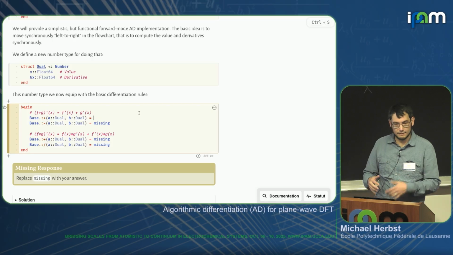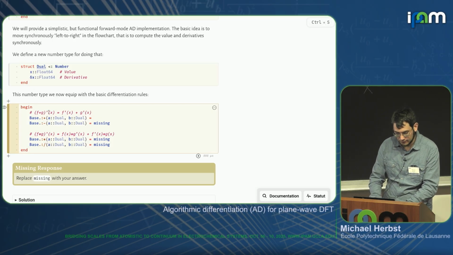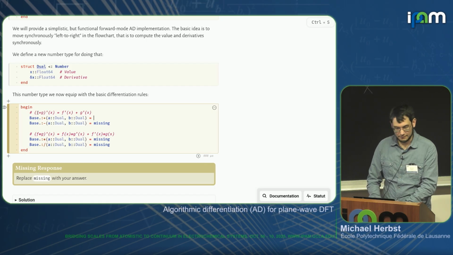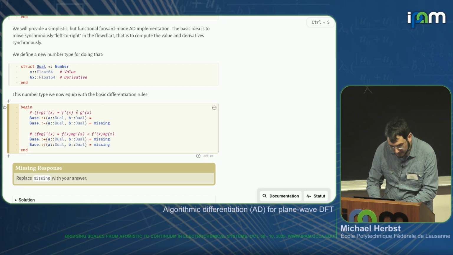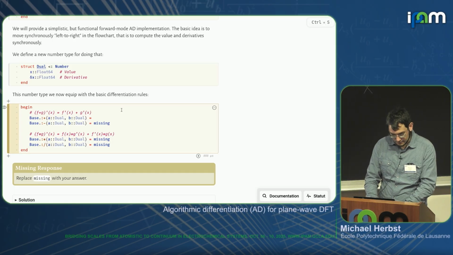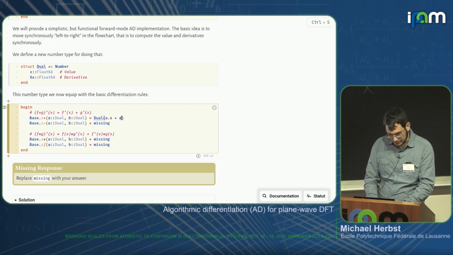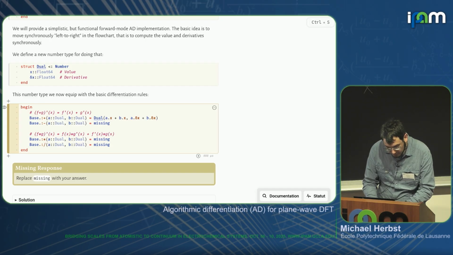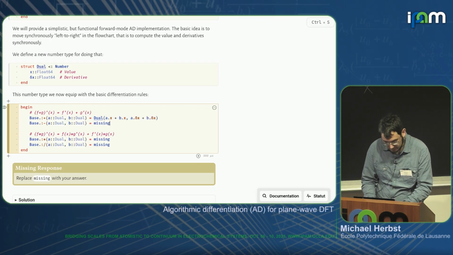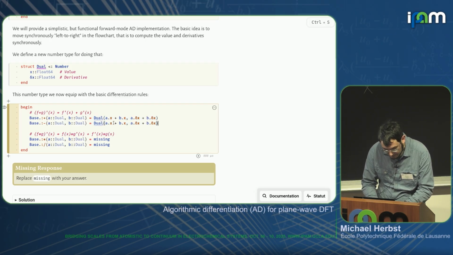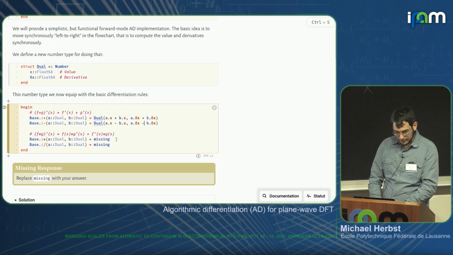Right? So for example, if we add two of these dual numbers, it's the question of computing the derivative of f plus g, right? And that's just the derivative of f of x plus the derivative of g. So this means we make a new dual, where we just add the values of a and b, and we add the derivatives of a and b. Now the same thing we can of course do for the subtraction, right? So here again we just do it linearly. We subtract the values and we subtract the derivatives.